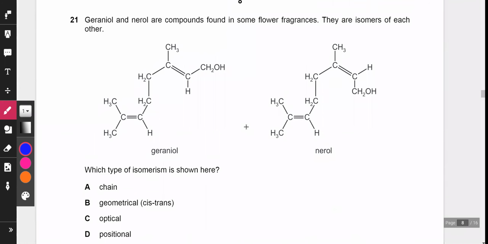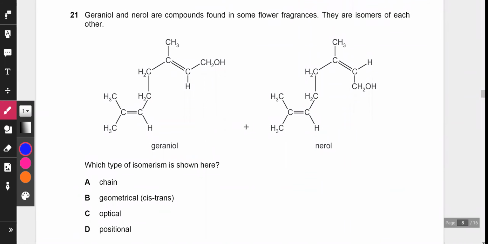So next one, there are two molecules. What type of isomerism is shown over here? So they're forming isomers. The first thing is there are two types of isomers: the two broad separations of isomerism are structural isomers and stereoisomers. In structural isomers, the bonding is exactly the same. And if you look over here, the bonding looks to be exactly the same.